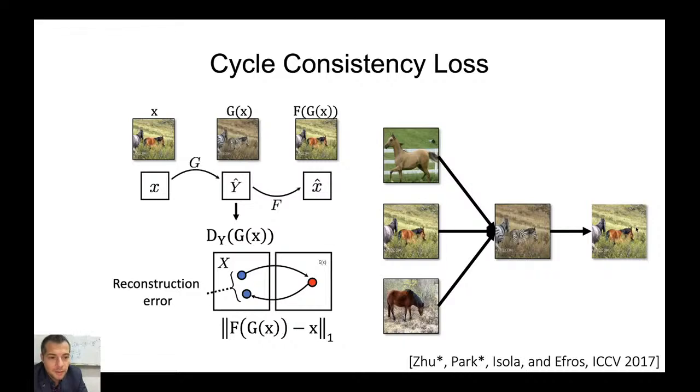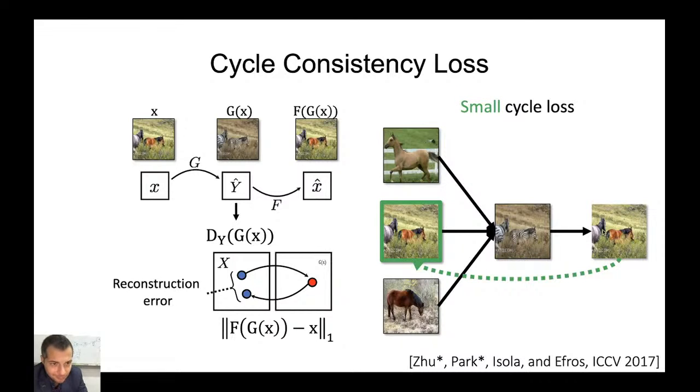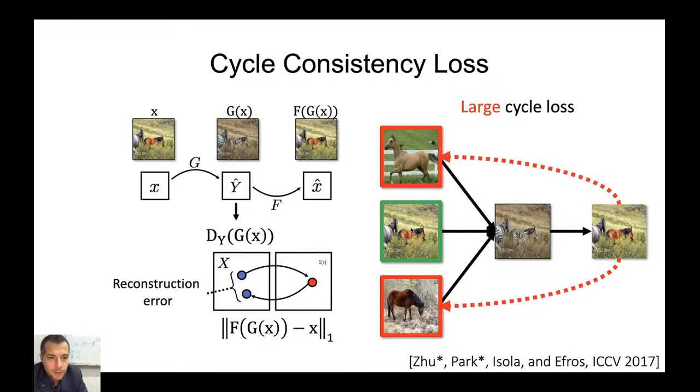With mode collapse, it will generate one image. So what we do is, if we add cycle consistency, of course for this image we will have a small cycle loss here, so this image is close to the original one. But for the other examples, here we will have a large cycle consistency loss.